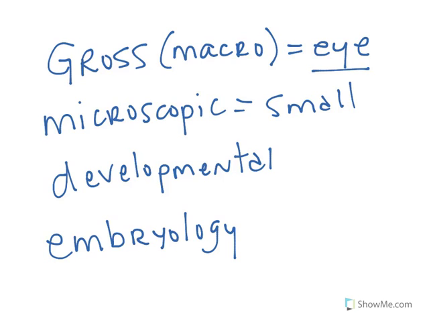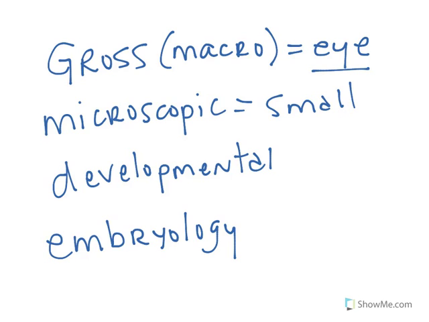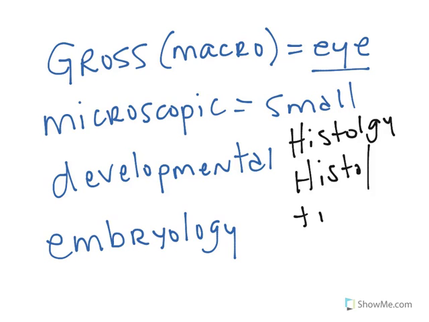Two of the types of anatomy that the textbook mentions is cytology. Okay, cytology. Remember we defined what ology means. Cyto means cell. And also, it mentions histology. So when we look at histology, it is the study of tissues. So when we say histo, we're talking about tissue.